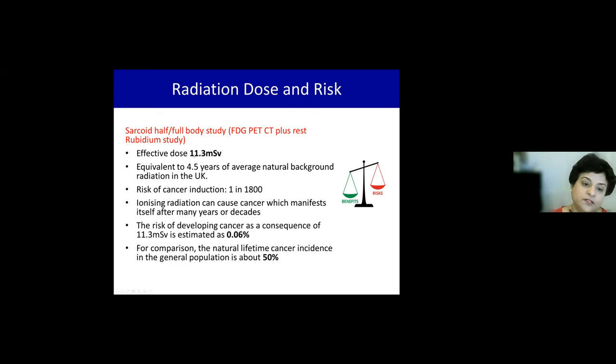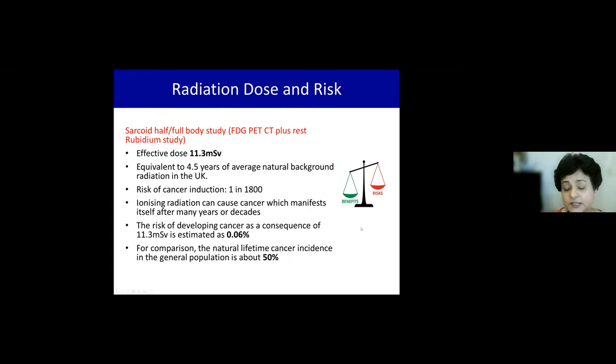So overall effective dose from the whole rubidium and FDG study is about 11.3 millisieverts, which is equivalent to about 4.5 years of average natural background radiation in the UK. The risk of cancer induction is about 1 in 1800. However, you have to consider that for comparison, the natural lifetime risk of cancer incidence in the general population is about 50%. So half of our population will end up developing cancers during their lifetime. The risk of developing cancer as a consequence of this dose is estimated at 0.06%.